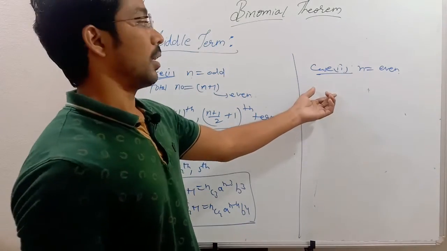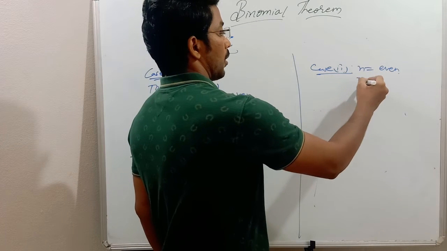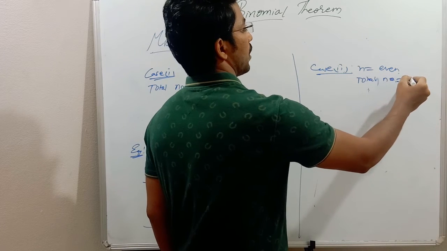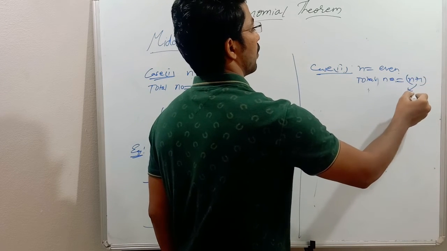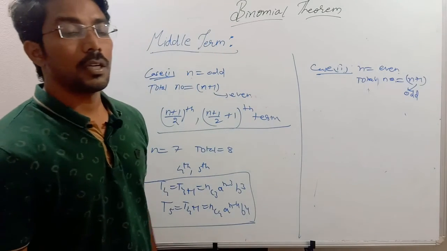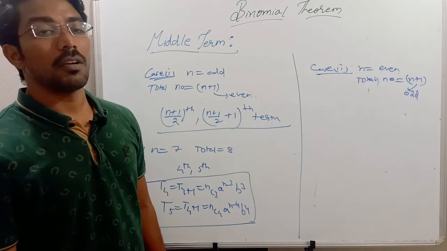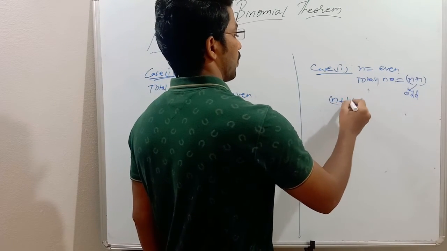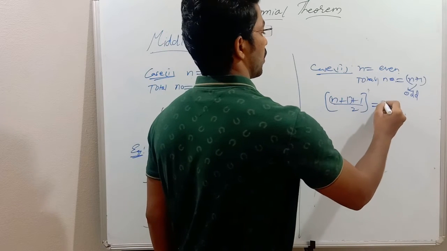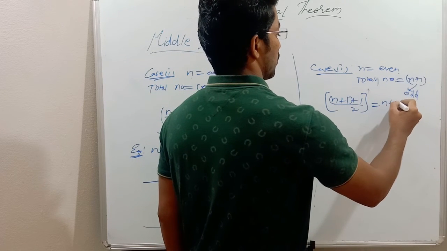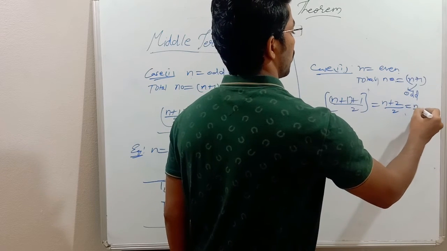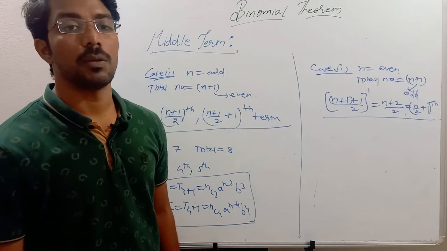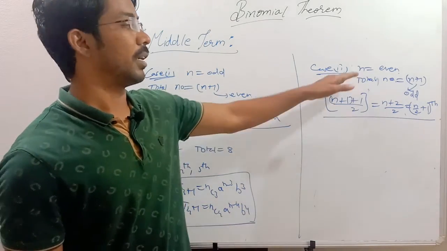Coming to the second case, when n is even, the total number of terms will be n + 1, which is odd. Whenever we get the total number of terms as odd, there will be only a single middle term. So (n+1)/2, nothing but n/2 + 1 term. So the (n/2 + 1)th term will be the middle term of the expansion whenever the index is an even number.